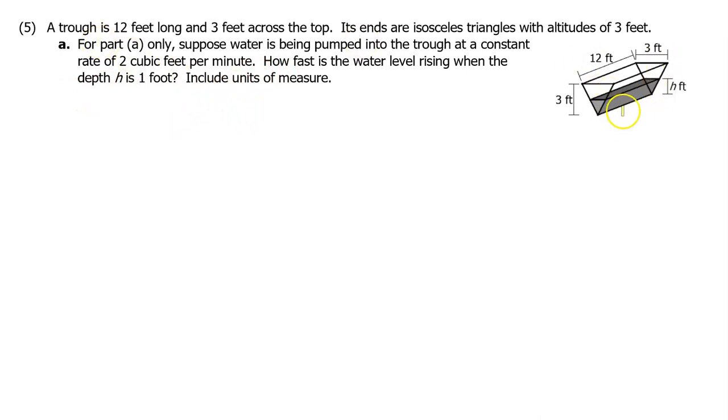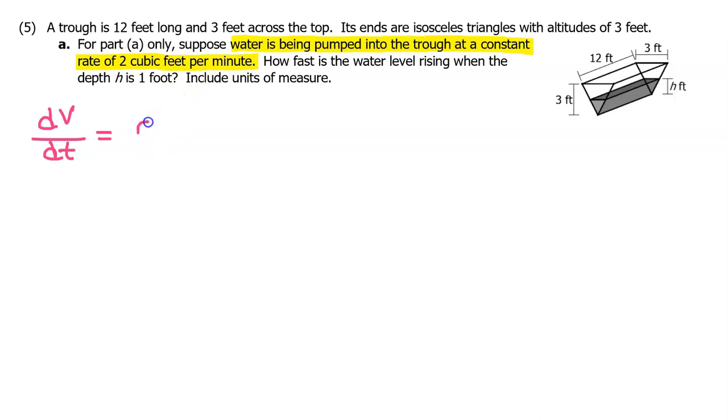Other than the dimensions of the trough, we are told that the water is being pumped in at a constant rate of 2 cubic feet per minute. So we're talking about an amount of water that's being put in the trough. So this is going to be a volume. And they're telling us the rate of change of this volume. So they are giving us dV/dt. All right, the rate of change of the volume is 2 cubic feet per minute.